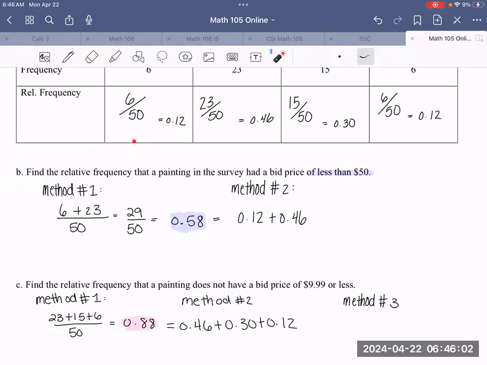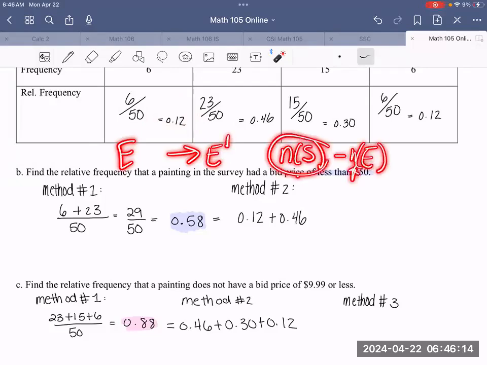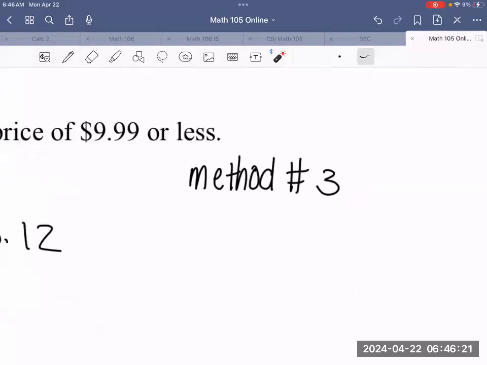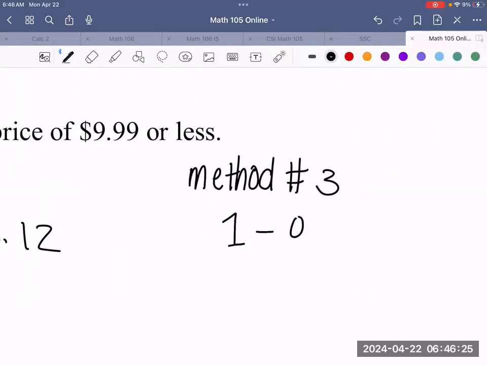If this is E, your event, and we want to find not E, we're going to subtract your event from the total set of outcomes. Your total set of outcomes is 1 or 100%. So 1 minus 0.12 is 0.88.